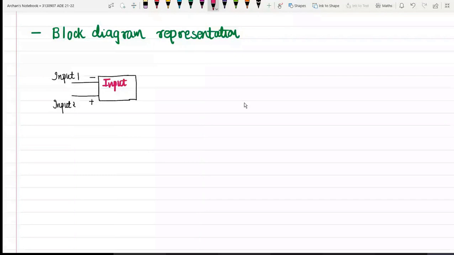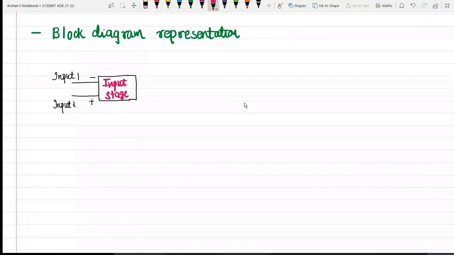So this input stage requires very high input impedance. Why? To avoid the loading on the sources. It has these 2 input terminals, and it also requires low output impedance. That is what we have seen. All these requirements, as we know, are achieved by a dual input balanced output differential amplifier. So this dual input balanced output differential amplifier will behave as the input stage of the operational amplifier.